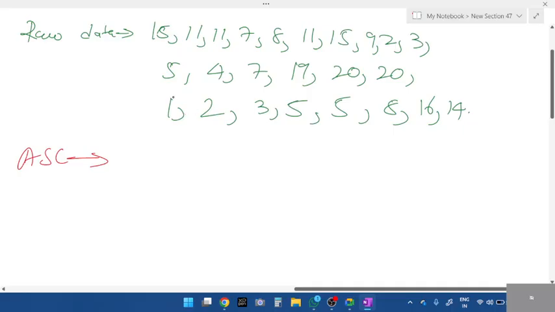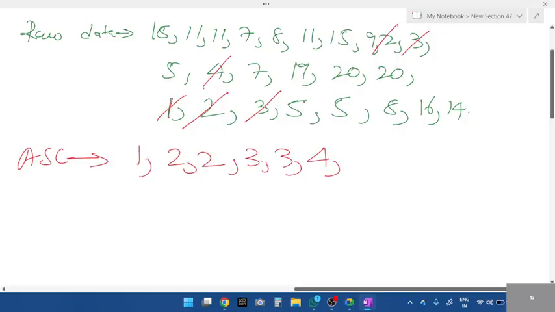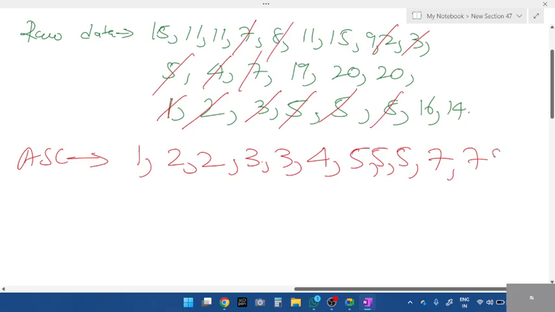Student, which is the lowest number we have? 1. 1 is present once. What about 2? Twice. What about 3? Twice. 4 is how many times? Only once. Okay, 5. 5 is 3 times. Next, 6, is 6 given? No. 7, how many times? 2 times, right? Next, 8, twice. 9 is only once.